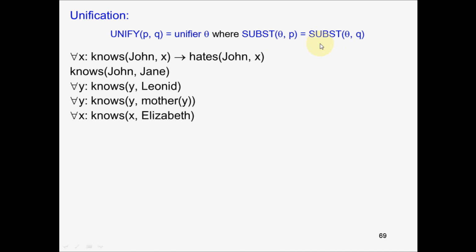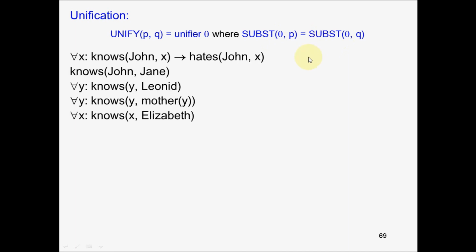The subroutine called Unify takes two literals or two clauses p and q as input, and as output it gives a unifier theta, which is a substitution where substituting theta in clause p or literal p is the same as substituting theta in clause q. That means when theta is substituted in p or q, it will make these two literals p and q equal. Okay, let's see an example.